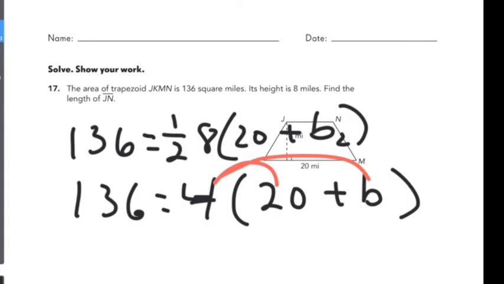Either way works. If you divide by 4 on this side, you have to do it on the other side where the 136 is. You could do that, or you could go ahead and multiply out. That's fine too, and then you're going to have to move some numbers around. So whichever way is easier for you, you do.